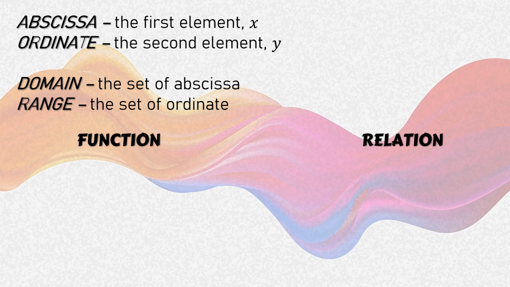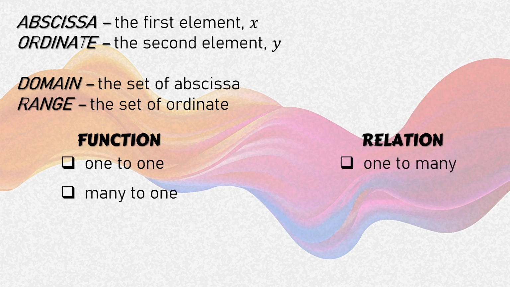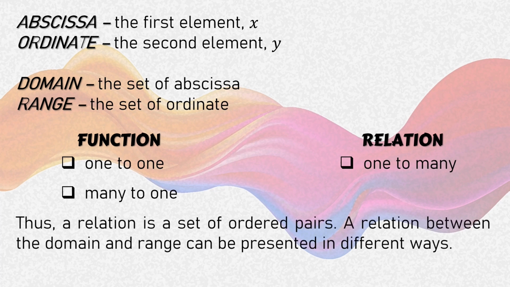So ano nga bang pagkakaiba ng function and relation? When we said function, that is one-to-one and many-to-one. Kapag naman relation, that is one-to-many or pwede din yung many-to-many. Thus, a relation is a set of ordered pairs. A relation between the domain and range can be presented in different ways.